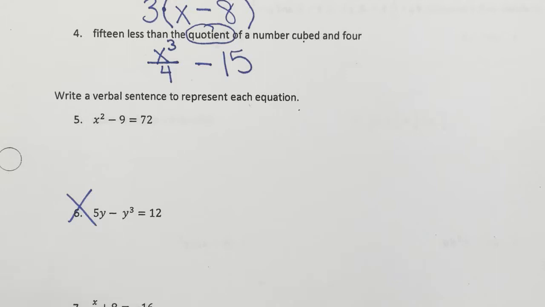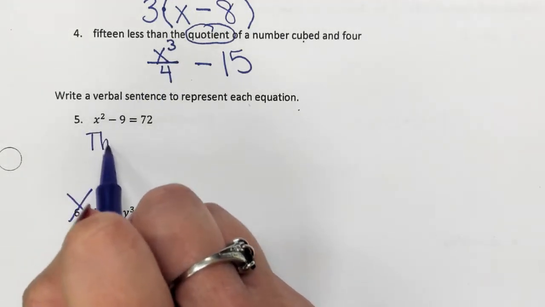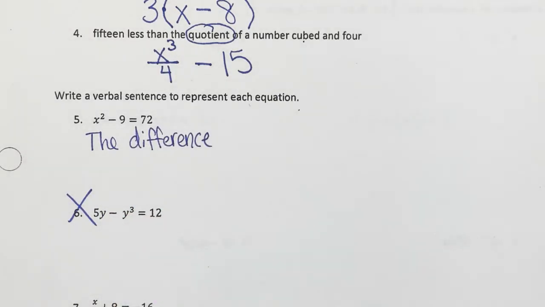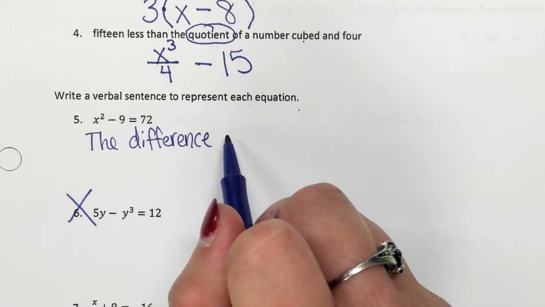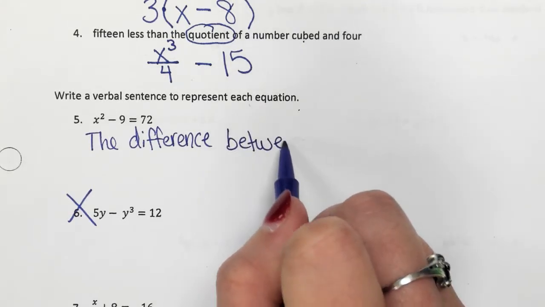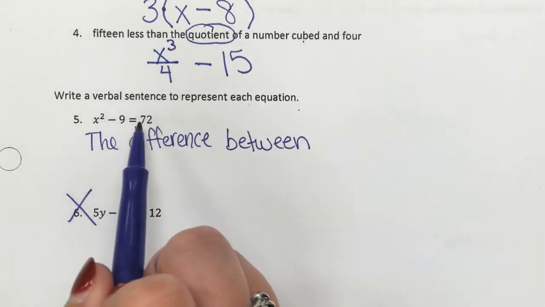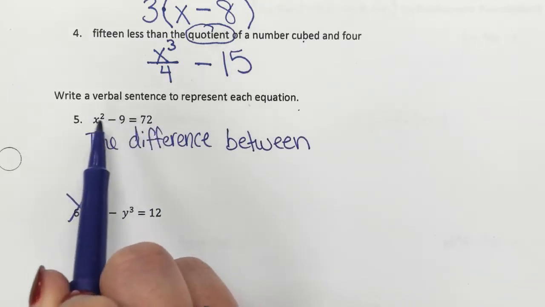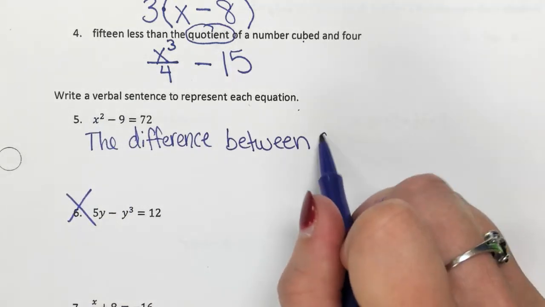So how can we start off this one by kind of modeling what number 1 did? What can I say first? The difference, right? Because it had a subtract sign. What could I say after the difference? What did it say on number 1? Between. Now number 1 said the product. Product means multiply. Do I have anything that I'm multiplying on number 5? No. So I'm not going to say that. What am I going to say? The difference between what? A number squared. There you go.